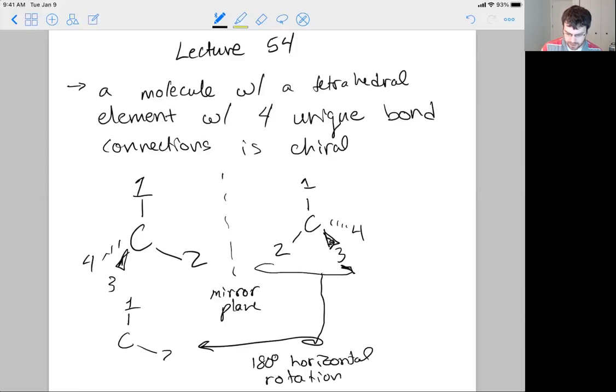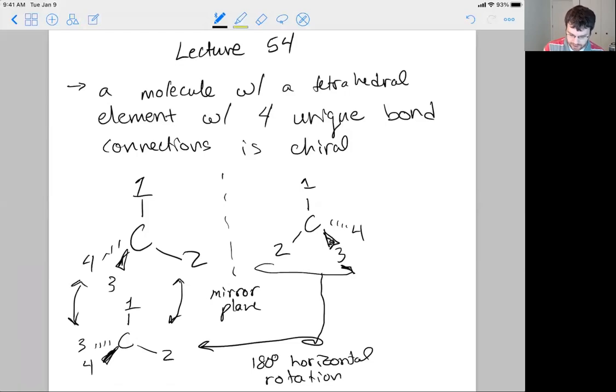And the reason I want to do that is so that the 2 and the 1 line up with each other. Now when I do that, the 3 that was out front in the original structure is going to be in back. So I'm going to have to depict 3 as a wedge and then 4 as a dash. It was in the back, but as we spin a half circle, the 4 is now going to be in the front.